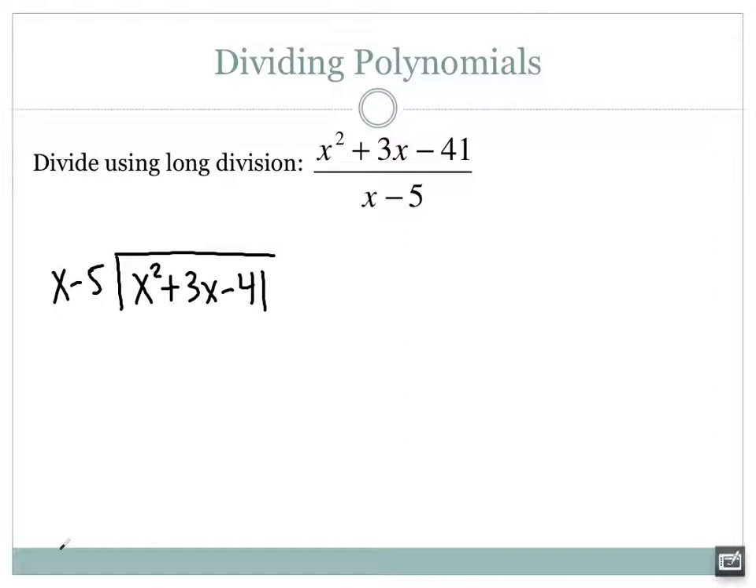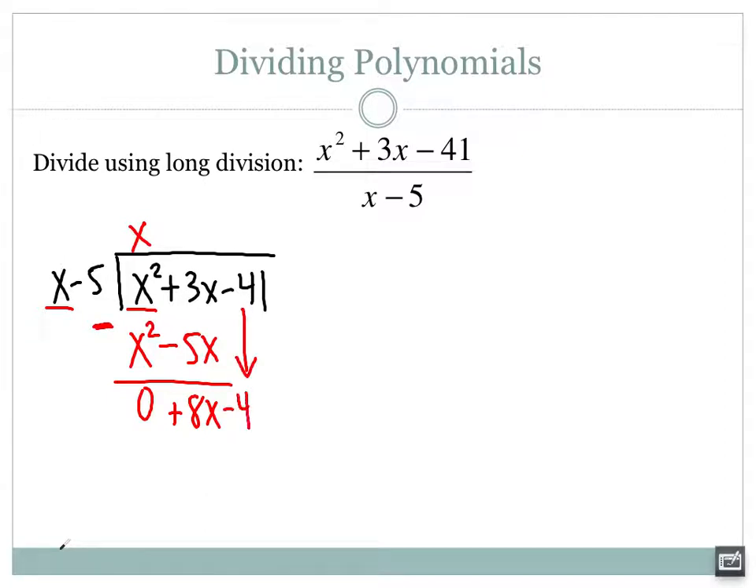Okay, first thing, x squared divided by x is just x. Now I want to multiply. x multiplied by x is x squared. x multiplied by negative 5 is negative 5x. Now if you remember from before, we want to subtract. x squared subtract x squared is 0. This should always happen. 3x subtract negative 5x is positive 8x. Please remember that you are subtracting. Now I want to bring down the negative 41.